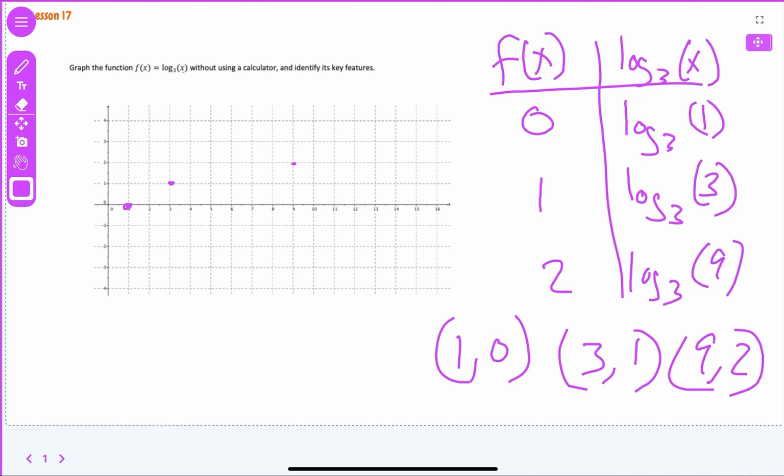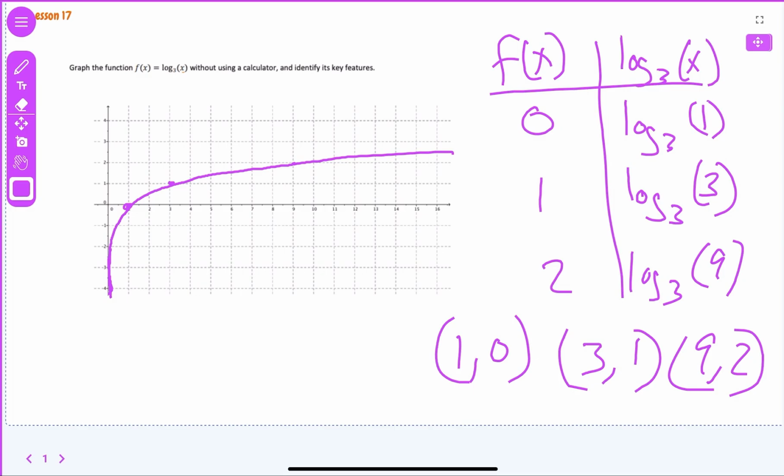So if we were to draw this, remember it's going to approach the 0, but it will never touch it. Okay? So that's what that's going to look like.